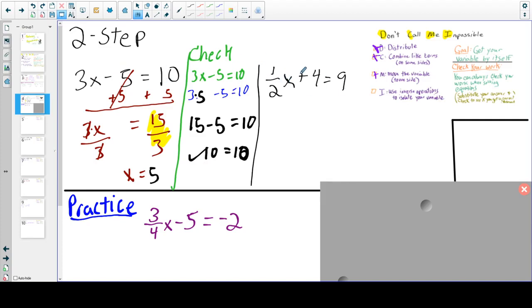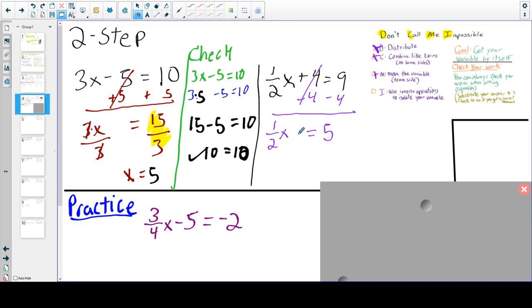If I want to get x by itself, I need to move positive 4 and 1/2 to the other side. So let's start with the 4. The opposite of plus 4 is minus 4. And we get 1/2 x. 4 minus 4 is 0, so that goes away. And 9 minus 4 is 5.